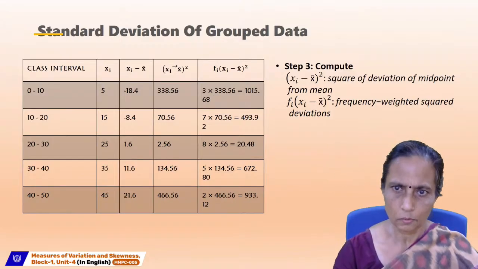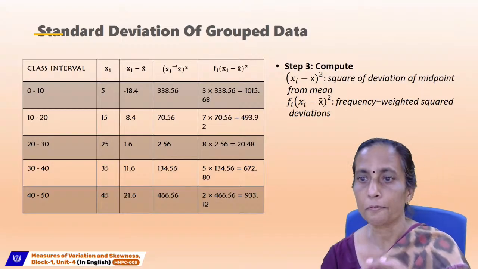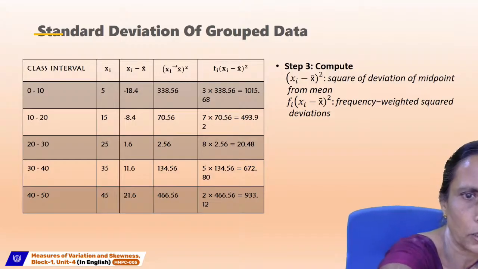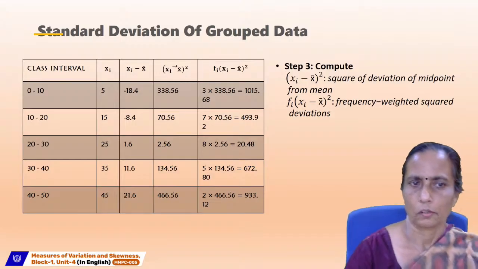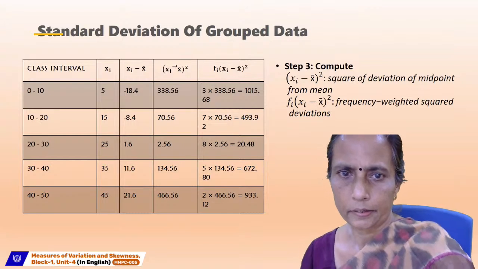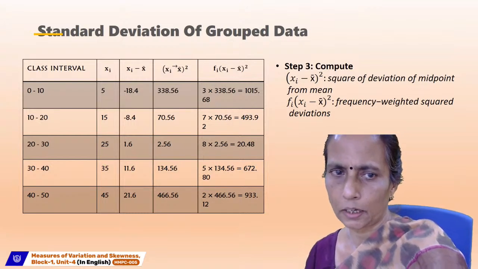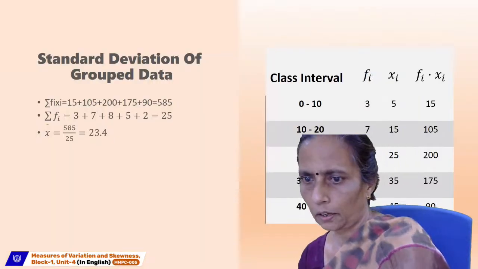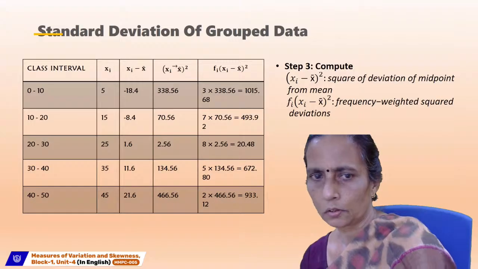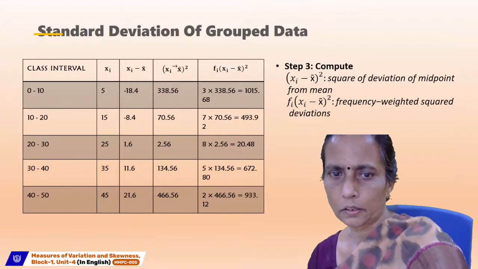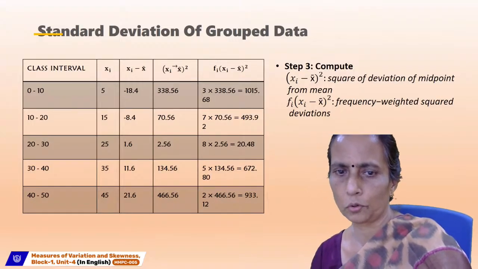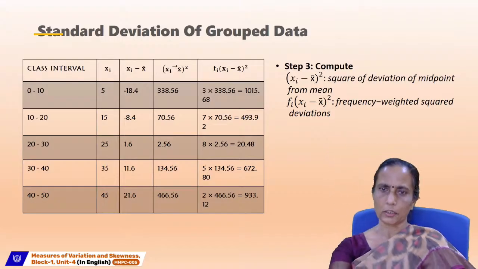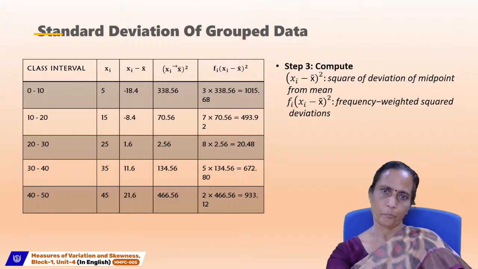Then we have to calculate the frequency weighted square deviations, that is Fi into xi minus x bar whole square. Fi over here is 3, 7, 8, 5, 2. So each column is to be multiplied, and this is my Fi into xi minus x bar whole square.